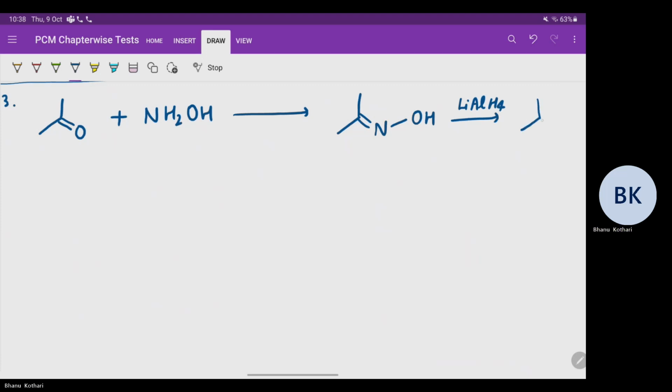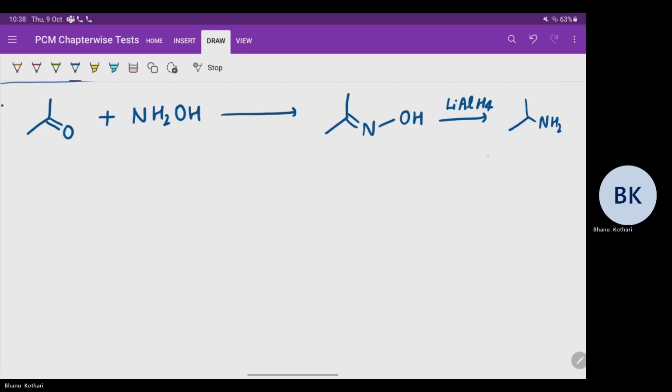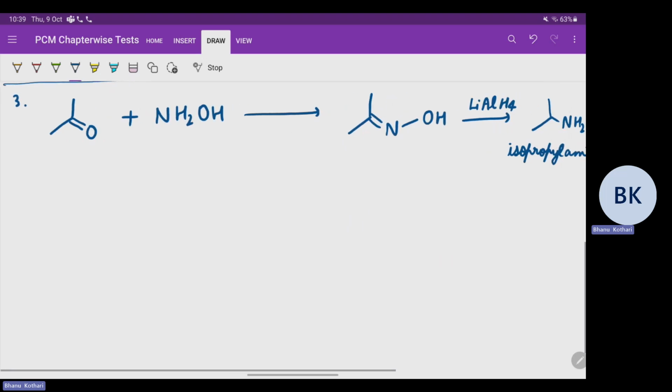you get NH2, which is isopropylamine. So the first option is correct. Let's look at the second option also.